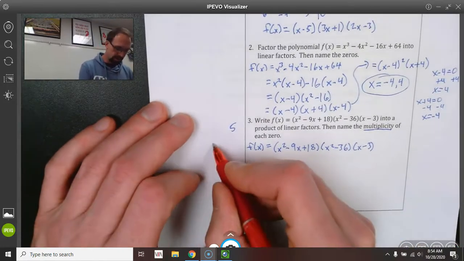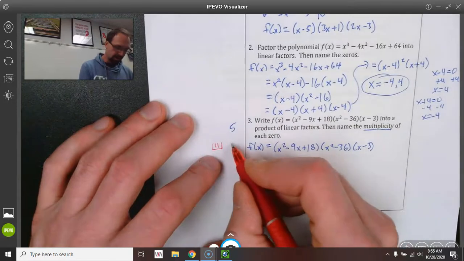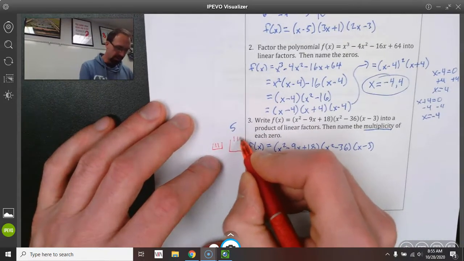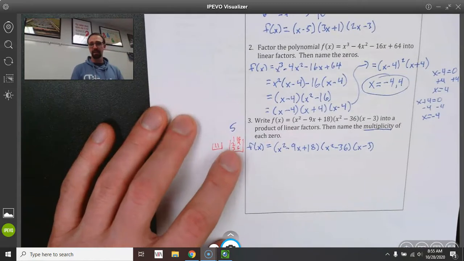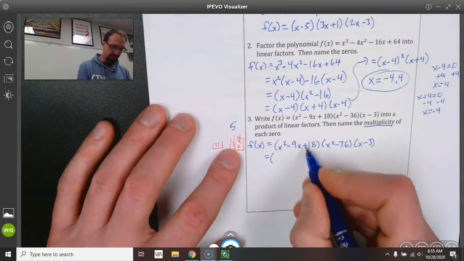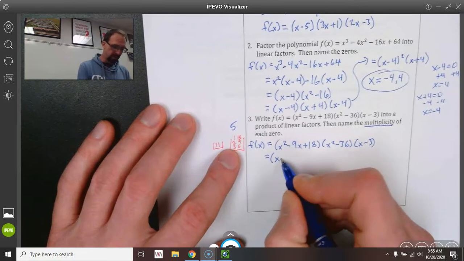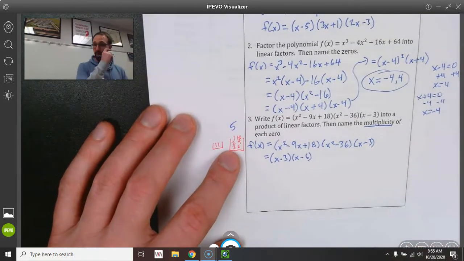So here, I have 1 and 1 for the 1x squared. And then for the 18, I have a little bit more: 1 and 18, 2 and 9, and then 3 and 6. 3 and 6 is what I want to use because this is a positive, so both of them will have to be negative. So x minus 3 and then x minus 6. I know that will sum to that 9.